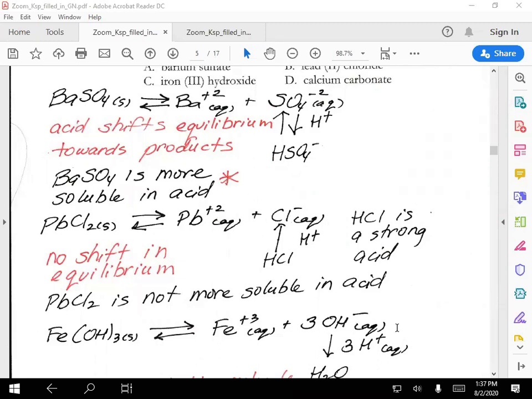The second situation was one in which we had made a strong acid. So you need to know your strong acids, because if you make a strong acid, it will just go back and break up to its components anyway. So you still have the same equilibrium. There's no shift in the equilibrium. And in that case, that salt is not more soluble in acid.